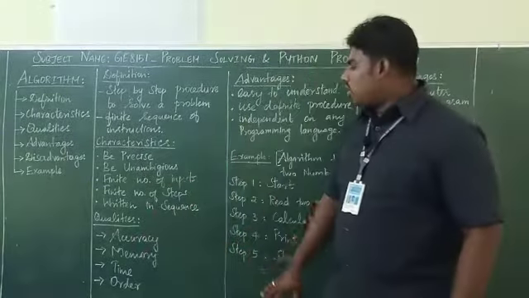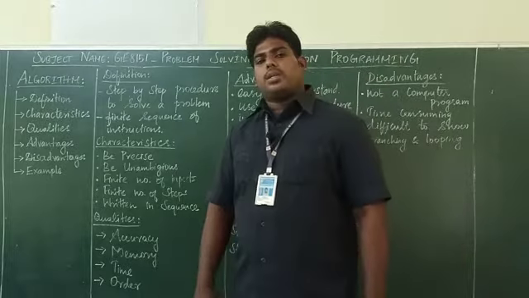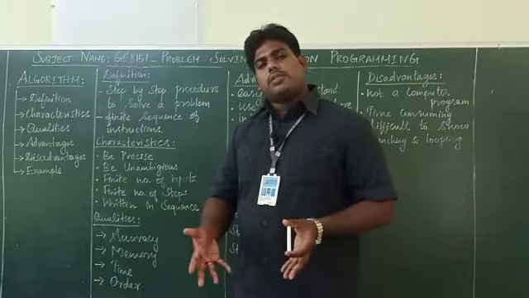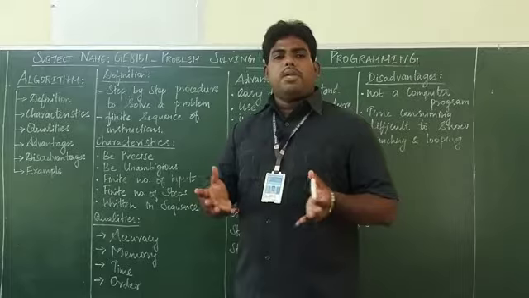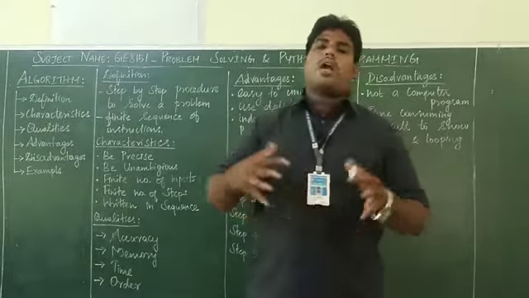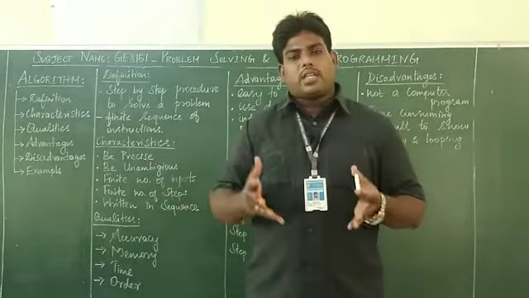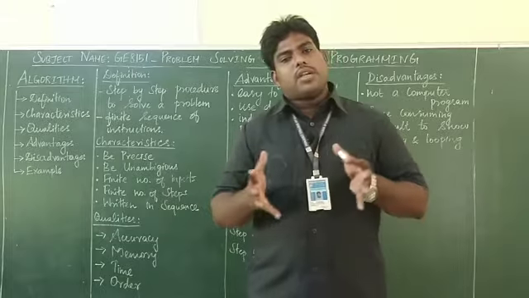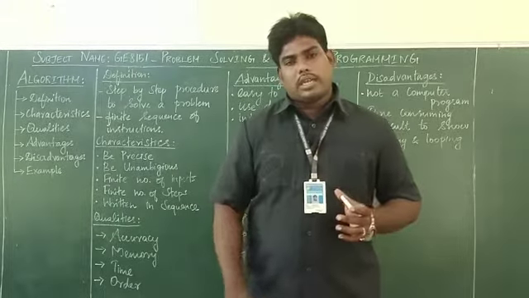The next thing is qualities of algorithm. Why we need this quality? For example, you are going to purchase a mobile. There are a lot of mobiles there. You are seeing the qualities, right? There are different quality determinations, right?